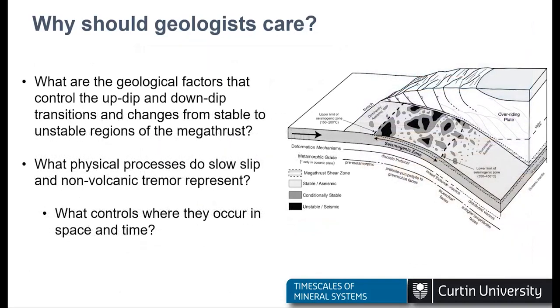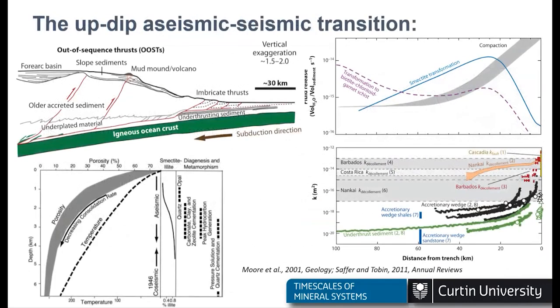So some of the questions we're going to try to address are: what's controlling these transitions at the up dip and down dip parts of the seismogenic zone? It's clearly changes in the rocks going down there. What are those changes exactly? And we can identify these slow slip and non-volcanic tremor events, but what physical processes do those events represent, and what controls where they occur? So I'll start with the up dip seismic transition.